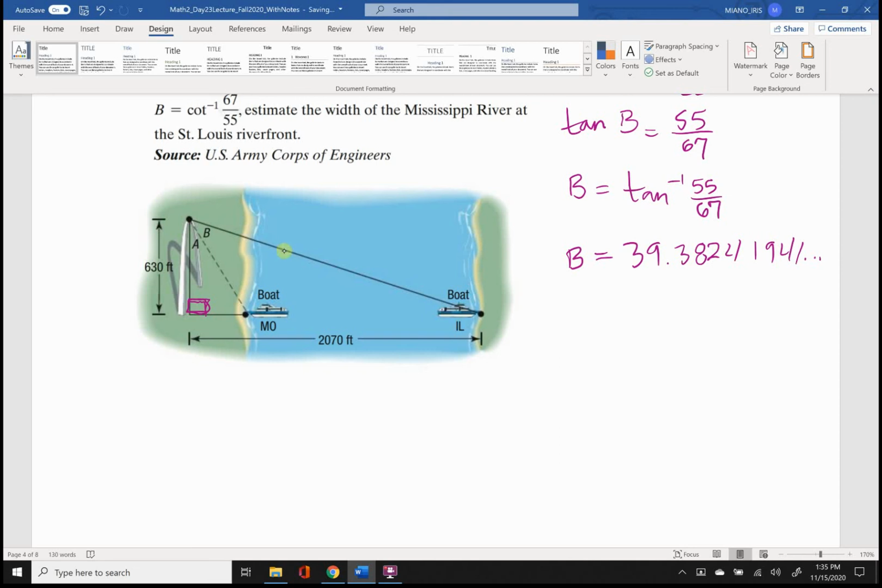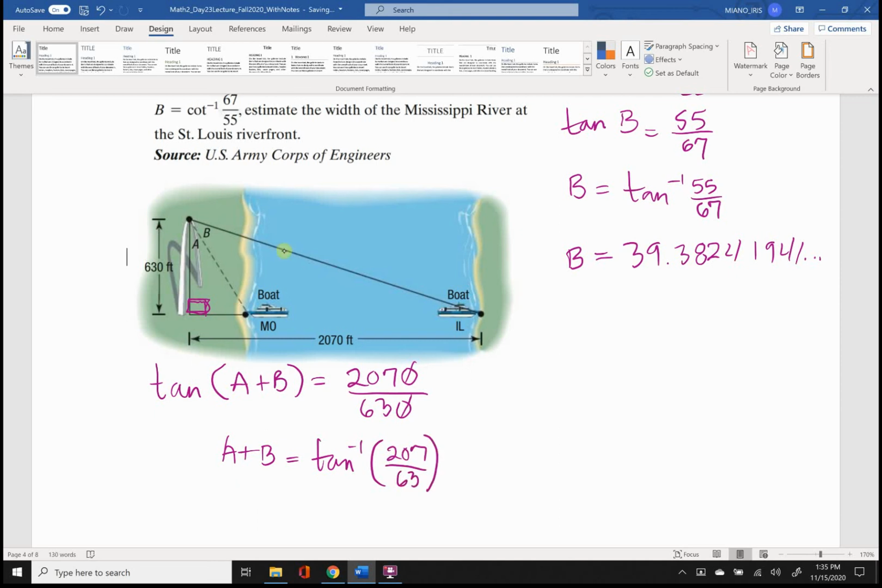Okay, so again, here is my next move. I know that the tangent of a plus b is equal to 2,070 over 630. Remember, TOA, opposite over adjacent. You can cancel those out if you want to. And then you'll take the tangent inverse of both sides. So that means that a plus b will therefore equal tangent inverse of 207 over 63, just reducing that fraction slightly by a factor of 10. Cool. And then here you'll get 73.0724869. That's the extent of what the calculator's giving me.